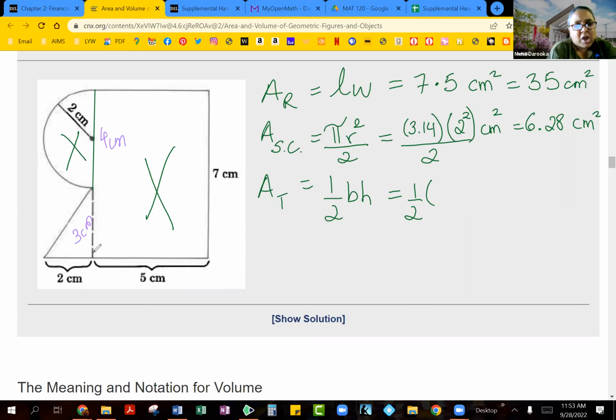So again, the dotted line is the line that's making the 90-degree angle with our 2 centimeter side. So the 2 centimeter is going to be your base, and the 3 centimeter is going to be the height of your triangle. So our base is 2, our height is 3, and this will again be square centimeters. So what is just the triangle? What is this area coming out to be?